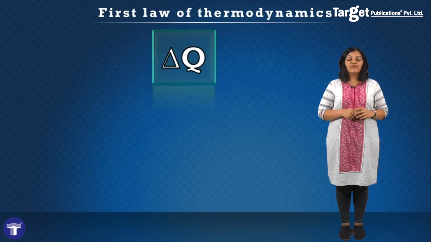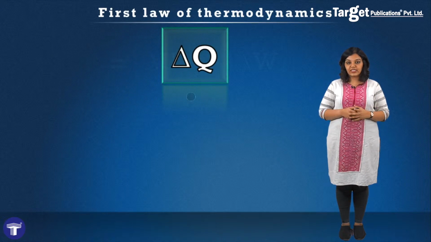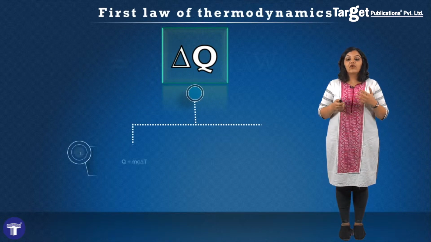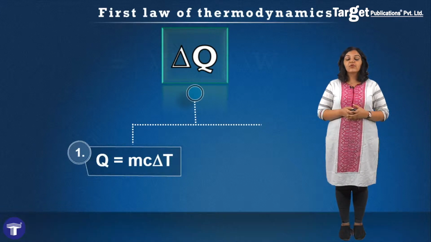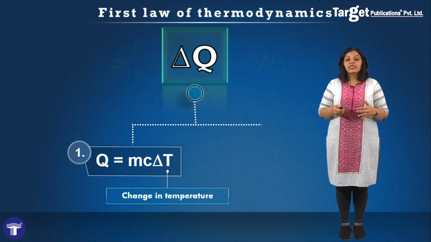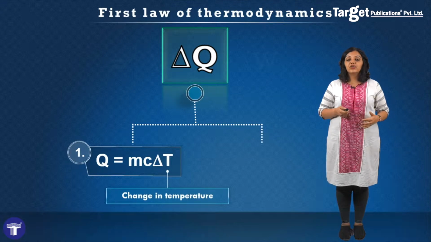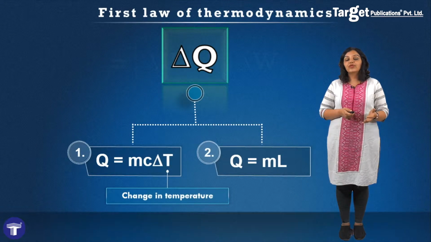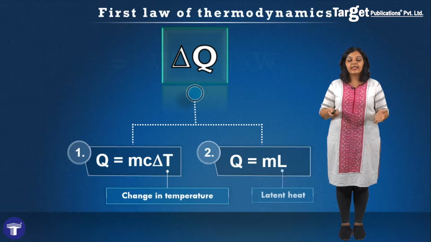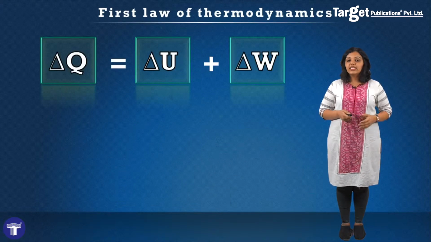If you're talking about finding out the change in the heat energy of a system, you can use the formula for the change in temperature, that is Q is equal to mc delta T. But it could also be that heat energy is exchanged due to a change of state, in which case you will use the formula Q is equal to mL, where L is the latent heat. But what about the internal energy?